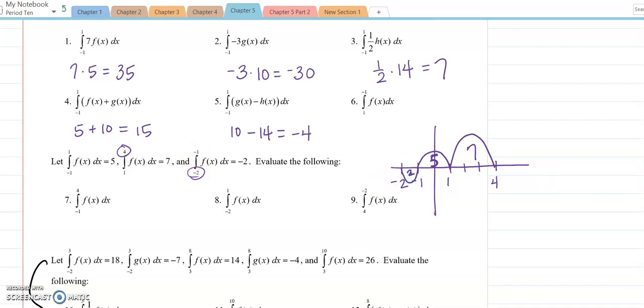Evaluate the following. So you want the integral from -1 to 4. So starting all the way over here and finishing here, I have to add up those two areas. So 5 plus 7 is 12. The next one is from -2 to +1. So I'm starting here and ending here. You've got a -2 plus 5 is +3.